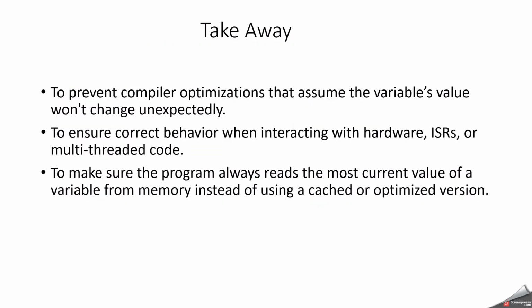I hope you have a clear idea about why we need to use volatile and what purpose it serves. From this video, you will come to know that volatile is used whenever you don't want optimization for a particular variable, and you want to ensure correct behavior when you are interacting with the hardware. That's why I mentioned Arduino, ESP32, STM, or any kind of microcontroller or microprocessor board. When you are working with external switches and other things, volatile is a must and recommended, to make sure the program always reads the most current value of the variable from memory instead of from cache or an optimized version.